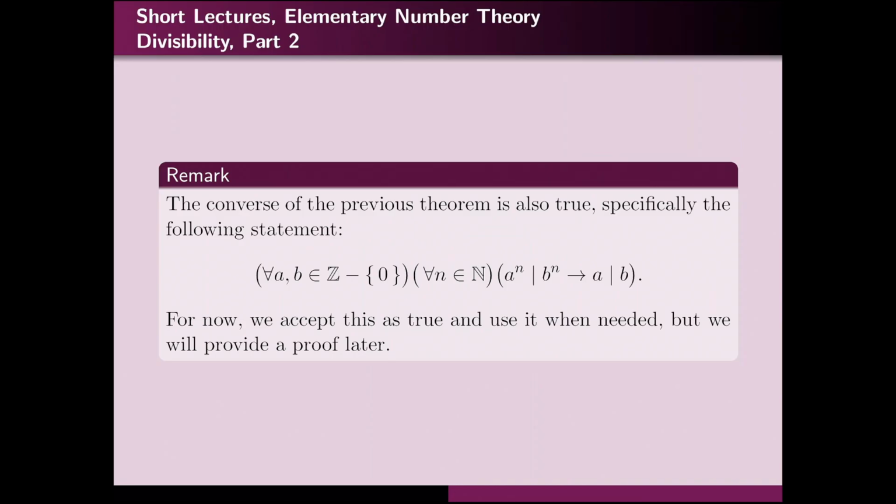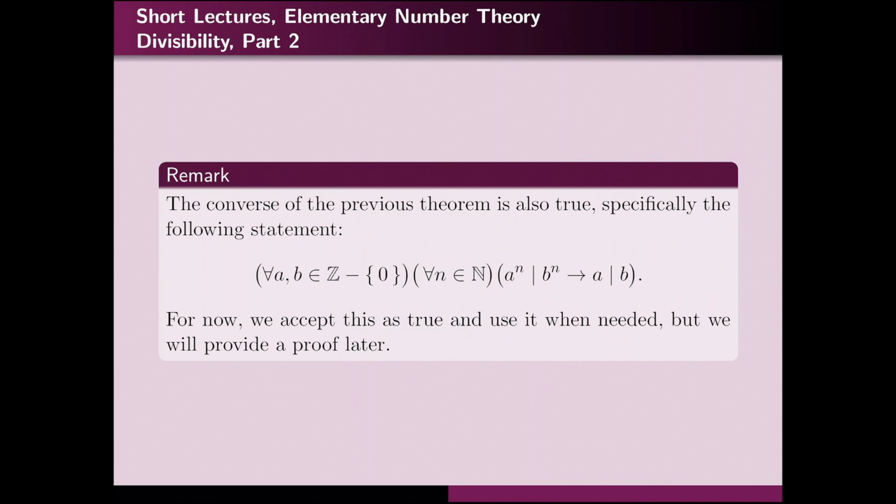Okay, there is a very important remark here. The converse of the previous theorem is also true. Specifically, this statement is true. It means that if a and b are non-zero integers and n is a natural number, and we know that the nth power of a divides the nth power of b, you can conclude that a also divides b. So for the time being, let us assume the truth of this claim, but if I want to prove it, we have to wait a little bit until we know more theorems in number theory.